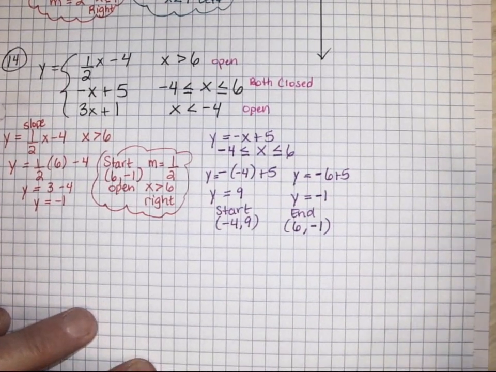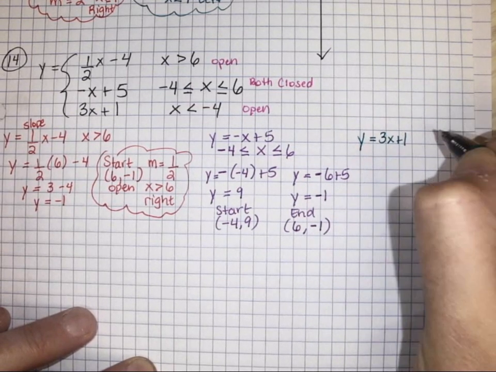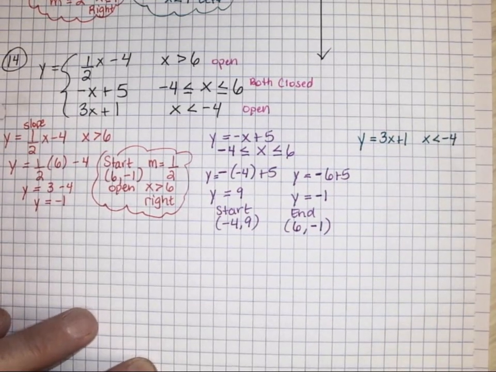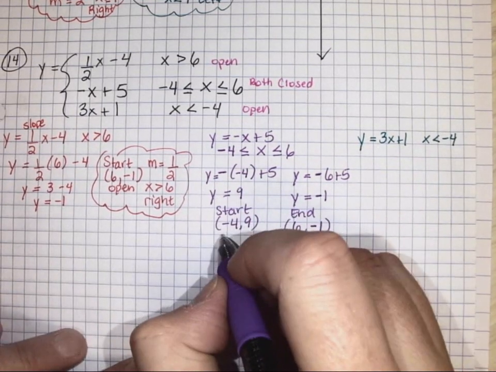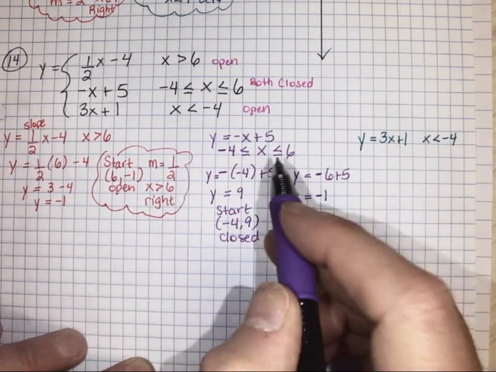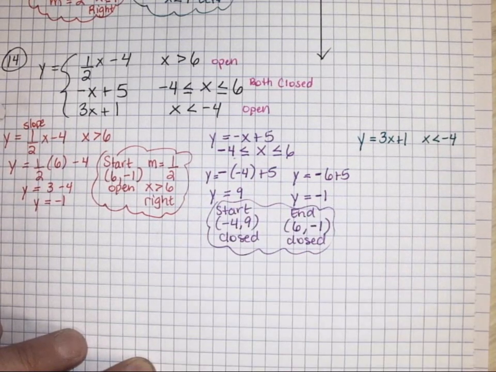Last part, we have y equals 3x plus 1, and that was when x was less than negative 4. Oh, by the way, going back here, that's going to be closed. That'll be closed too, and the reason is we had that equal to. So that's our middle piece.